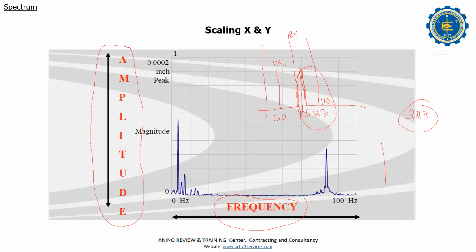But in the Philippines, 1x is 60, 2x is 120, right? So the line frequency and the 2x are the same. So that's why the electrical and mechanical people here in the Philippines always quarrel. Always confused, confusing if it is an electrical problem or a mechanical problem.